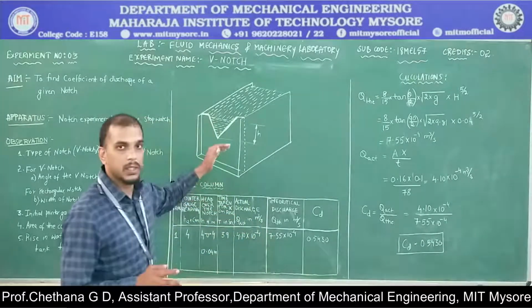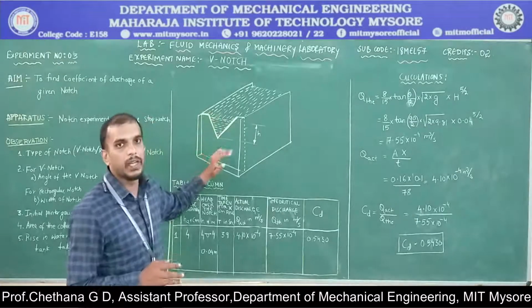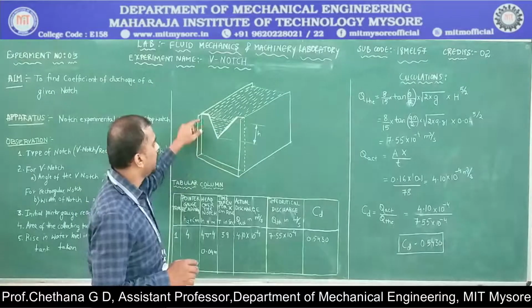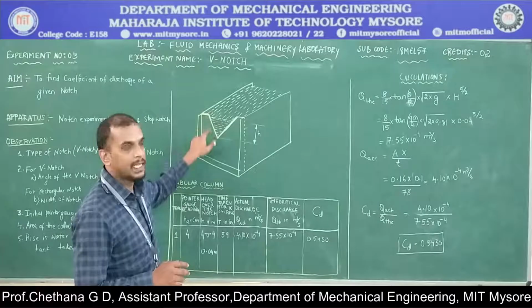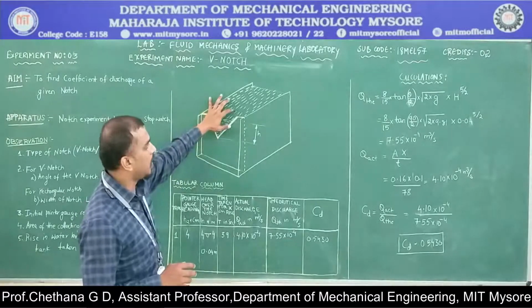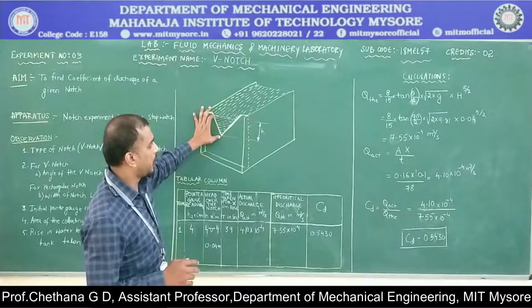So what is a notch? Here is a figure which is a representation of a V notch. If there is a flow in an open channel, you make the flow go over this shape. Here it is a V shape. So water is allowed to flow above this notch from this point.